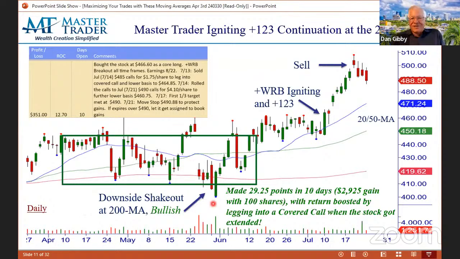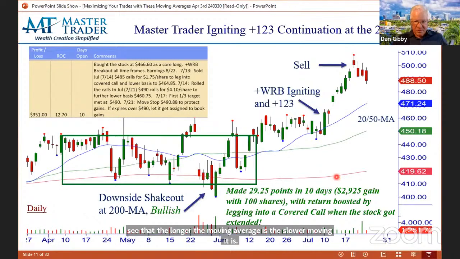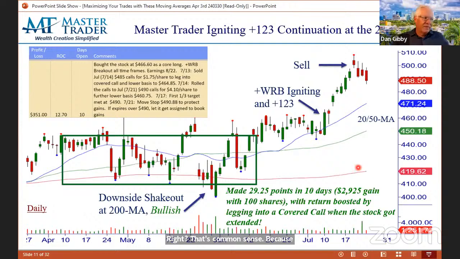Now, it takes patience, depending on how long you watch something, setting alarms, et cetera. I would know this would take a long time to set up for a nice swing trade. But now, top of the range, going sideways again. But now look at our moving averages, folks. Flat. Now see that the longer the moving average is, the slower moving it is. Right? That's common sense. Because I have 200 days of data, I'm only dropping off one bar and dividing by 200. So this one's slow but flat.